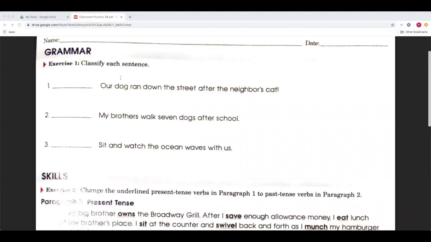Classify each sentence. For exercise 1, the first sentence says, our dog ran down the street after the neighbor's cat. What ran down the street after the neighbor's cat? Dog. Subject, noun. What is being said about dog? Dog ran. Verb.